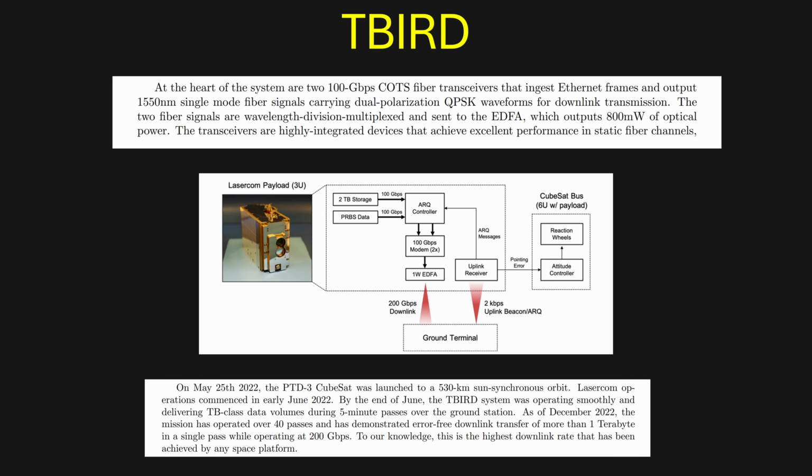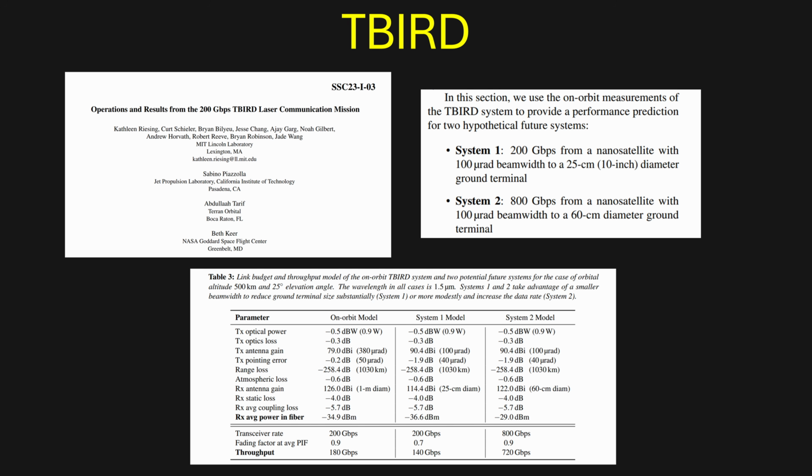The TBIRD payload also had an optical receiver from the ground, and this was operated at just 2 kilobits per second as a pointing beacon and for lost packet retransmission requests. It used 2 wavelengths of dual polarization QPSK with Ethernet framing and operated out to 930 kilometers slant range. The authors of a review of the mission results also proposed some operational systems resembling this demonstration. Both use a larger but still relatively low-gain transmit laser with either a 25 centimeter ground telescope at 200 gigabits per second or a 60 centimeter telescope at 800 gigabits per second.